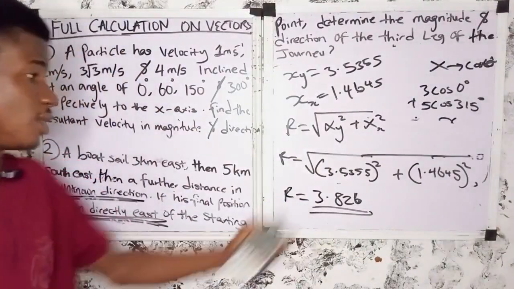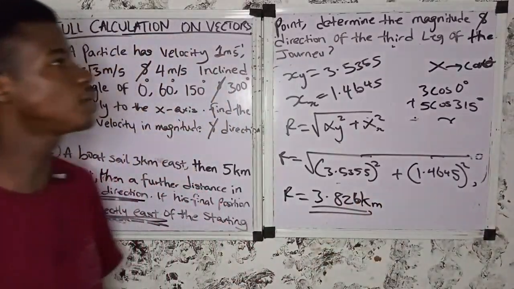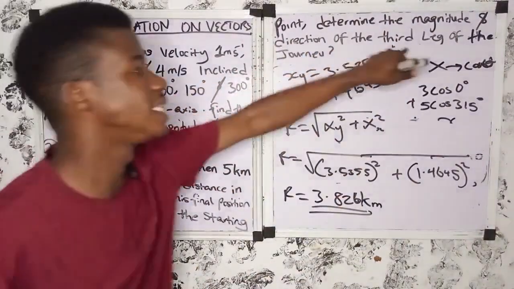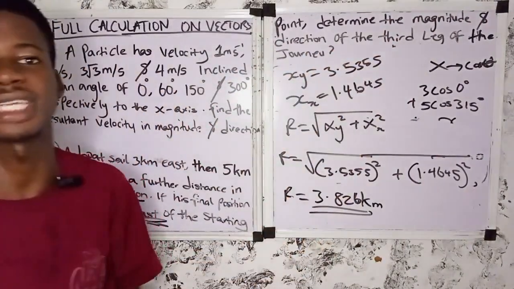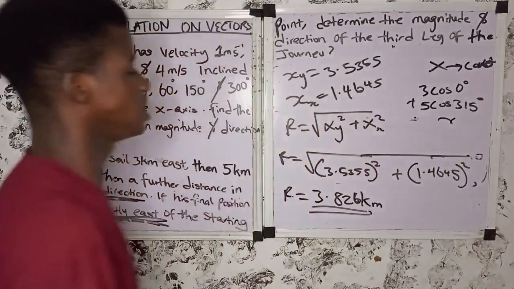We are not done yet. Okay, kilometer. We are not done yet. We have gotten the magnitude now. That is the amount. What about the direction of this resultant? It's very easy to look for the direction.